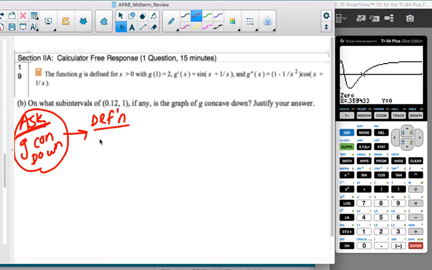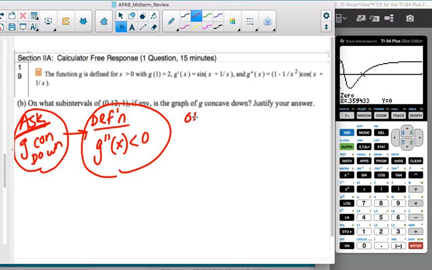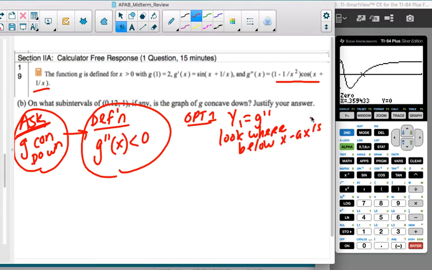Well, by definition, not in this problem, just in any problem, it's that g double prime of x is less than 0. Well, here's the fun thing. There are two ways to do this. I already have g prime in, right? Option one is to put, let's say, y1 as my g double prime, like this whole mess, which is fine, and then look where it's below the axis. And that's fine, because if it's my y value, I can look for where that y value is below the axis. But option 2 is kind of cool because I already have y1 in my calculator.